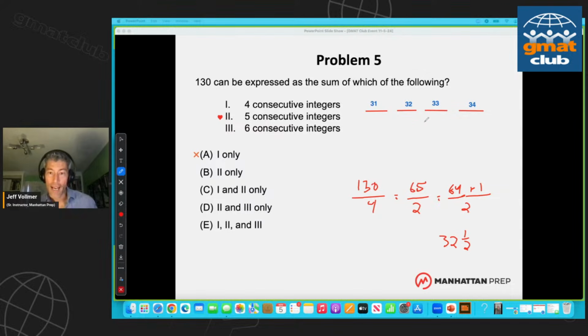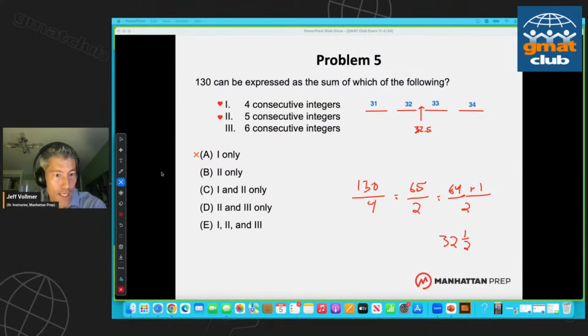And 32 and a half makes sense as a median here, or an average, because it's right in between the 2 terms. And so if I know the median or average is 32 and a half, I could say that the integers right around it are 32 and 33. And now I could put 4 integers in a row. And so, yeah, Roman numeral 1 also works here. All right.